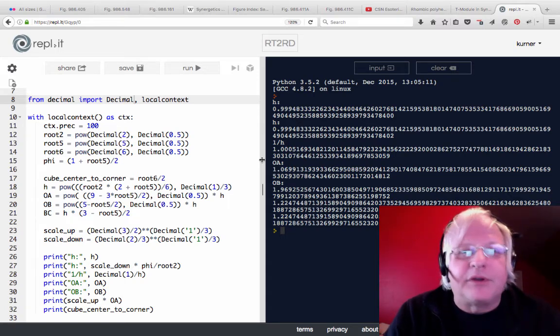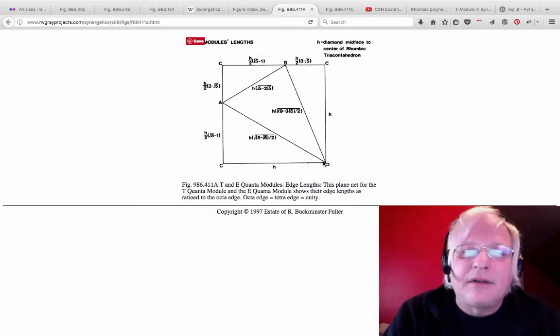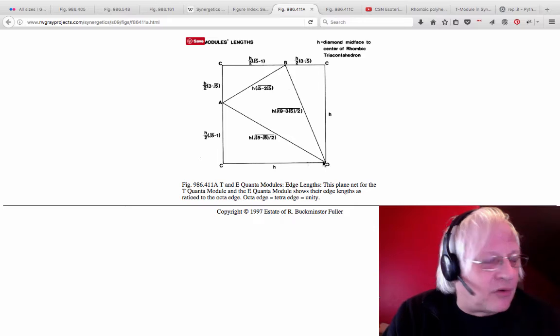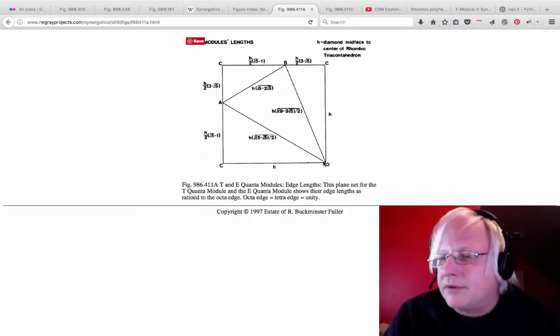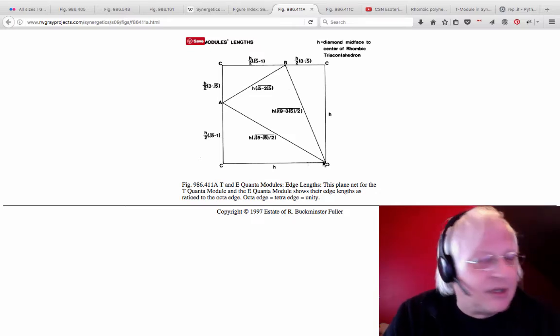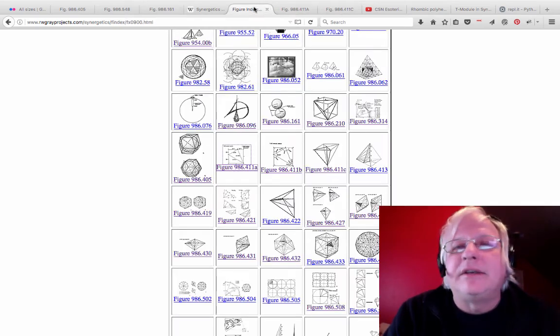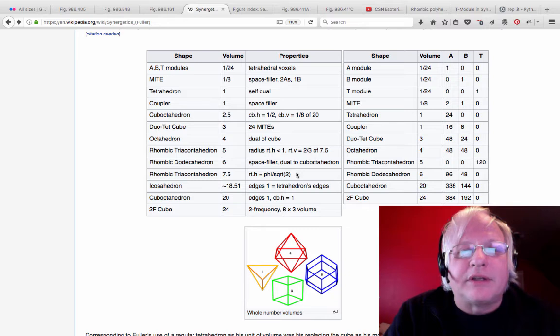What we find out doing our computations is that the value of h in the case of the 7.5 is exactly phi over the square root of 2, or the second root of 2, if we don't want to say square root. We have different ideas about that sometimes. Anyway, phi is the second root of 5 plus 1, all of that divided by 2. So that number over the second root of 2 is our radius of the 7.5. And that is indicated in the Wikipedia article right there. It says phi over the square root of 2.